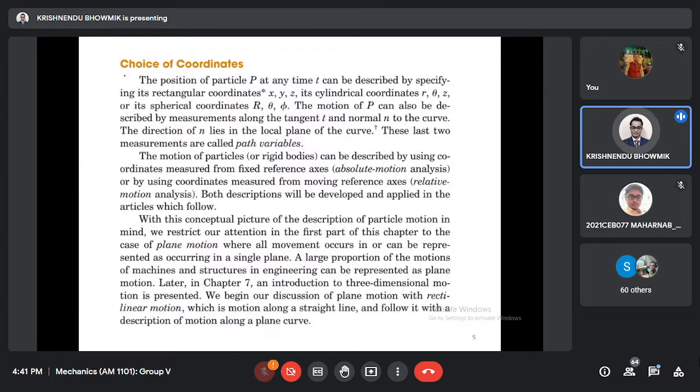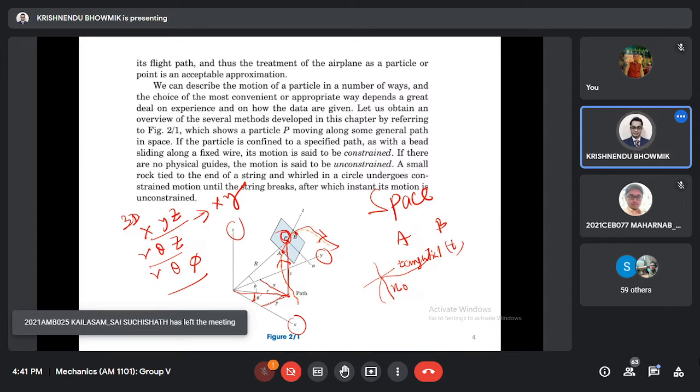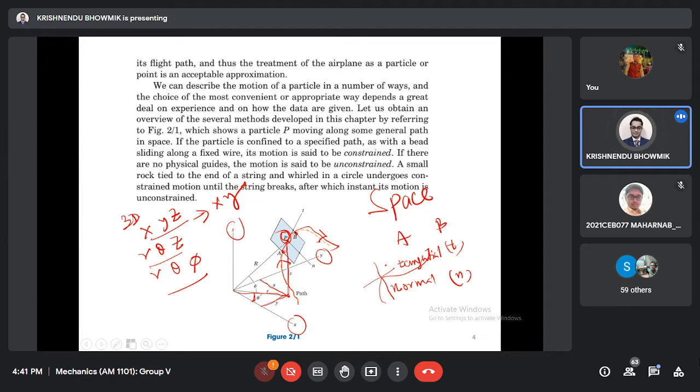So we can have a choice of the coordinate based on your own understanding. Sometimes we call that this is some path, and we may have some tangential coordinate and normal coordinate. Tangential, T, normal, N. Like when we want to calculate some sort of centrifugal force, some accelerations toward the center.